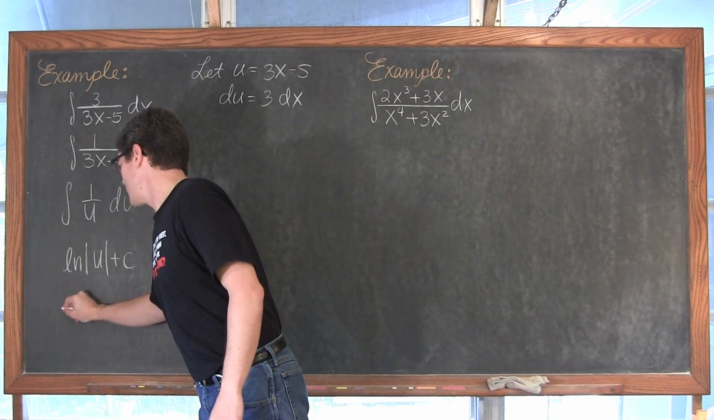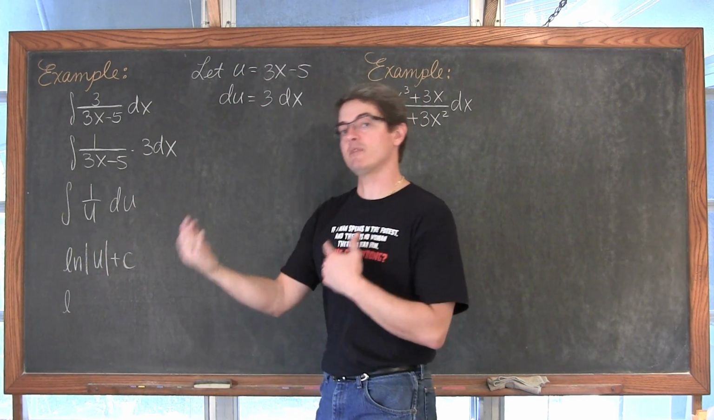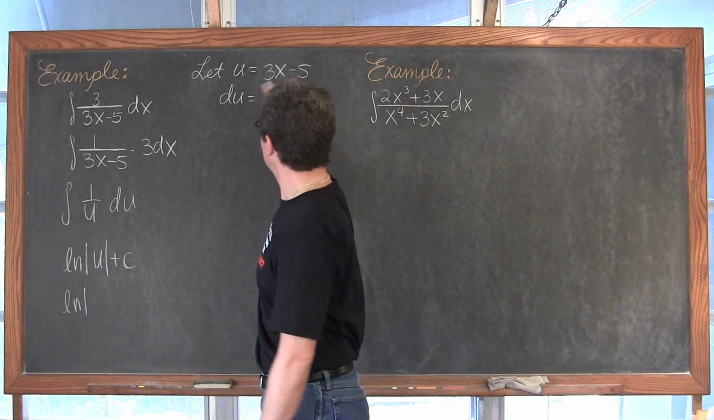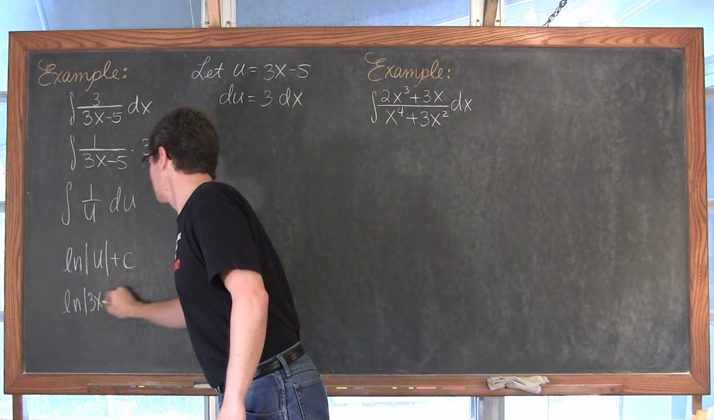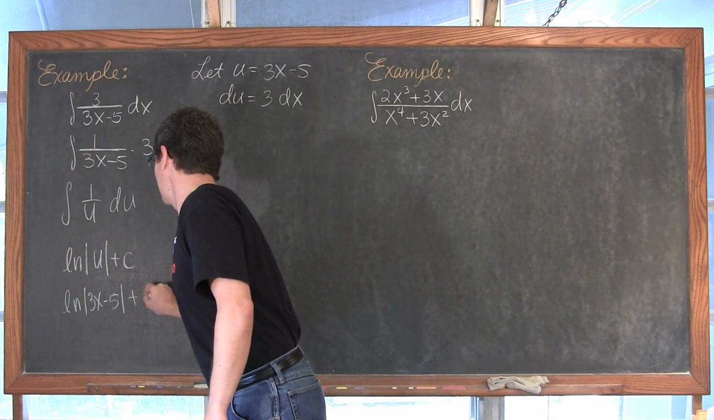And that is going to be equal to, after we undo our u substitution and put that references of x back in, we have the natural log of the absolute value of 3x minus 5 plus c.